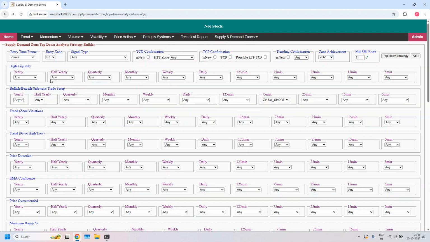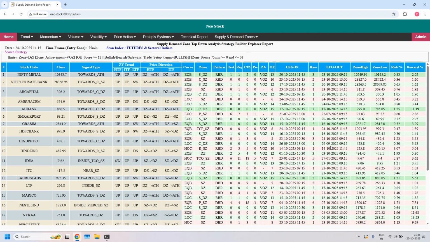Okay, next, bullish trade setup for weekly income trade. Changes are daily demand zone, bullish, minimum order enhancer score 12. Let's filter. So the first 17 stocks support the bullish trade setup for weekly income trade, and all the entry time frame zones are 75 minutes demand zones. So the first 17 stocks in the list.